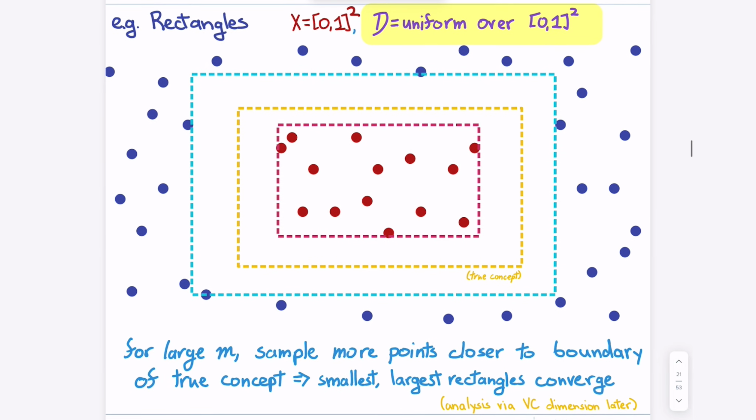Okay, so as an example, when you're trying to understand how big M needs to be, let's say our algorithm for the rectangular case, let's say that C and H are both the rectangles. I can think of two natural algorithms: give me the smallest rectangle containing the positive points, or give me the biggest rectangle containing the positive points. If it's here, your error is sort of this region. If it's here, your error is this region, right?